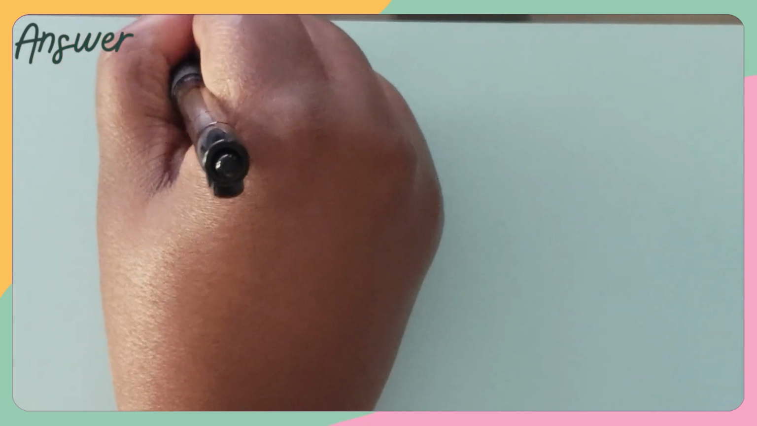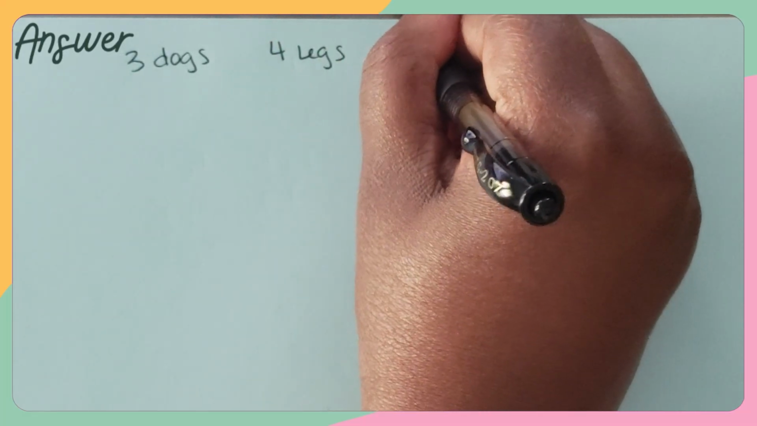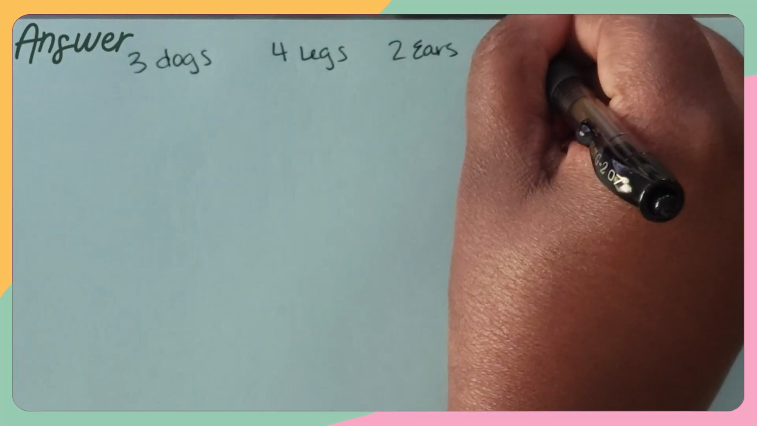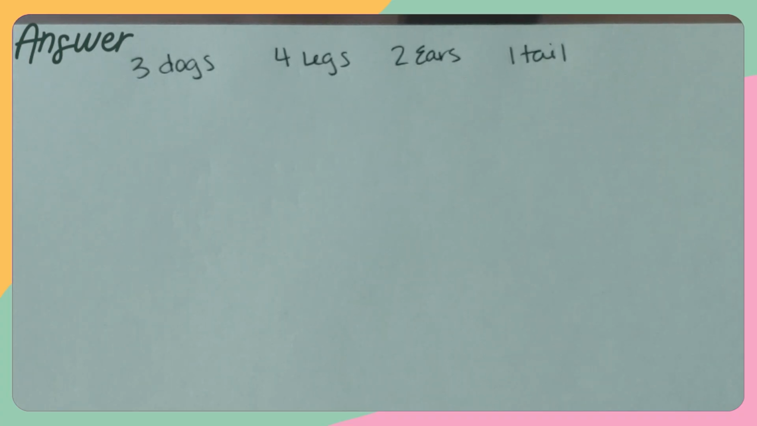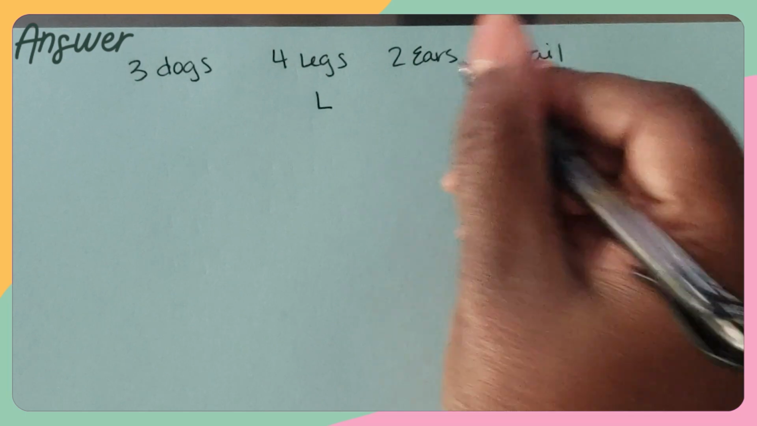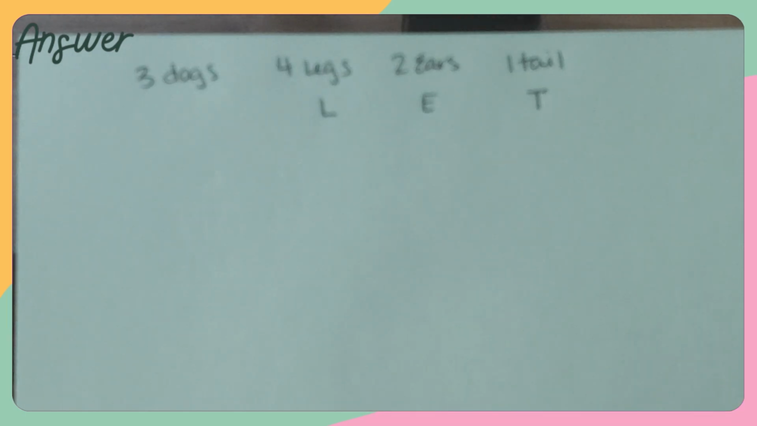All right, so in our example, we know that there are 3 dogs. And each dog has 4 legs, 2 ears, and 1 tail. Now, the first step said to create a diagram or some type of visual representation. I'm not great at drawing, so I'm just going to use letters to represent each thing. I'm going to use L to represent my legs, E to represent my ears, and T to represent my tails.